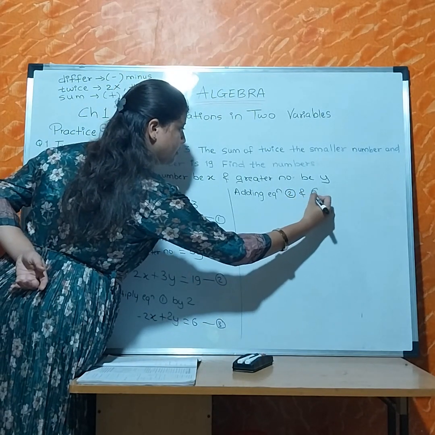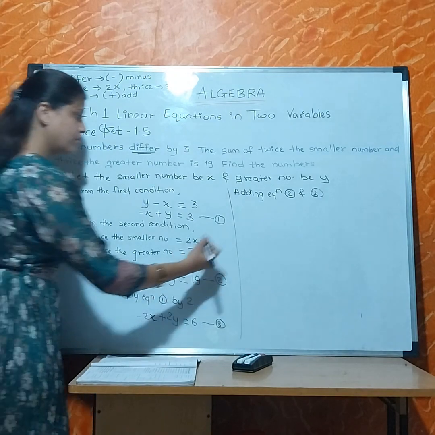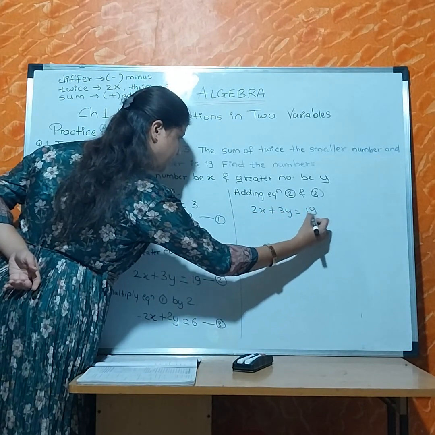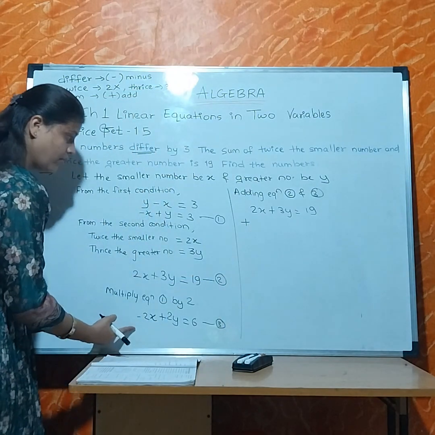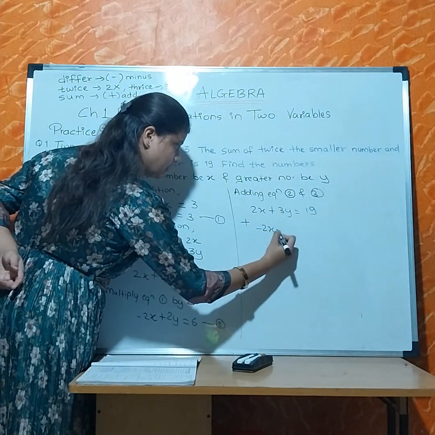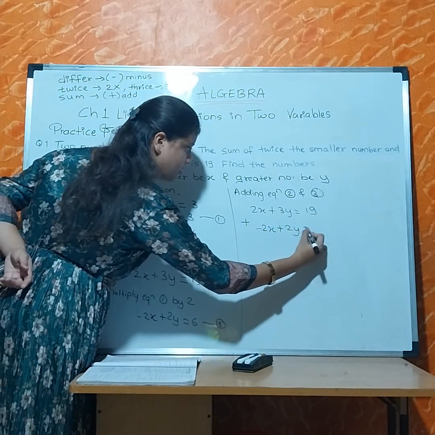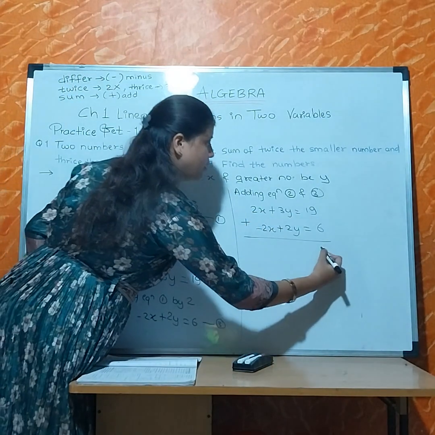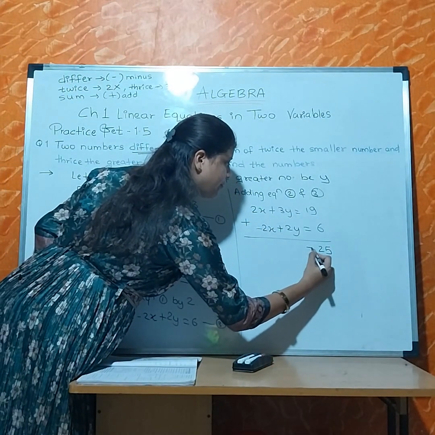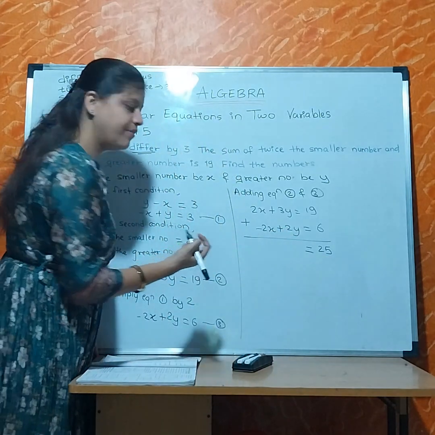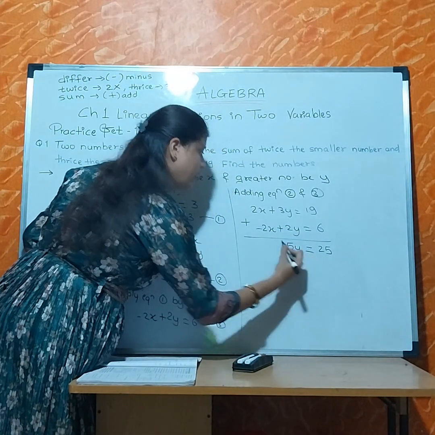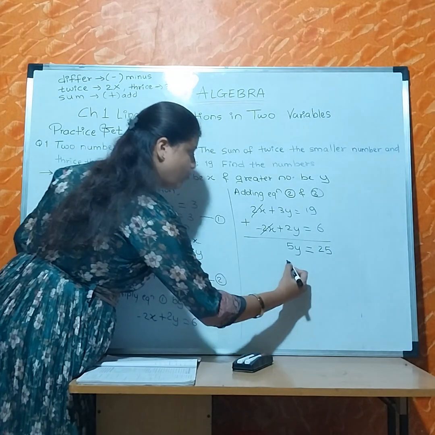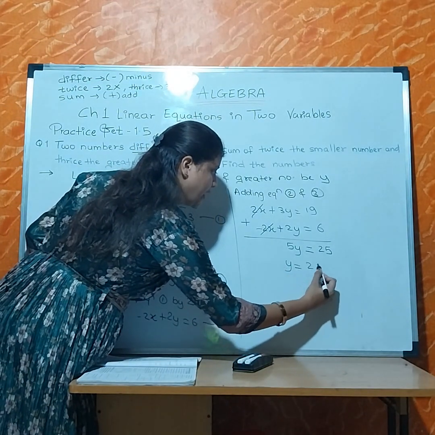2 and 3. So what is the second equation? 2x plus 3y is equal to 19, plus minus 2x plus 2y is equal to 6. 19 plus 6, 25. 3y plus 2y we get 5y, and plus 2x minus 2x directly gets cancelled. So 5y is equal to 25.